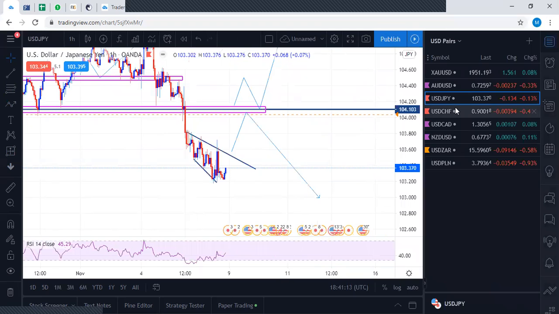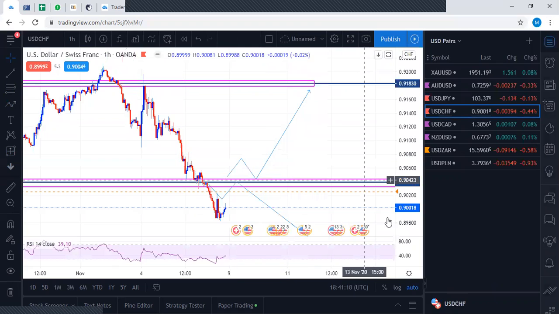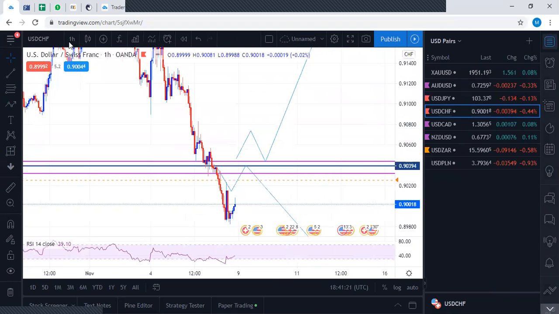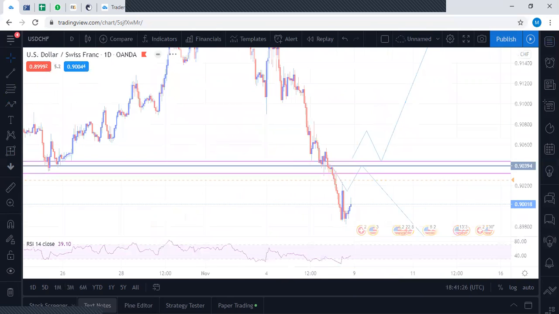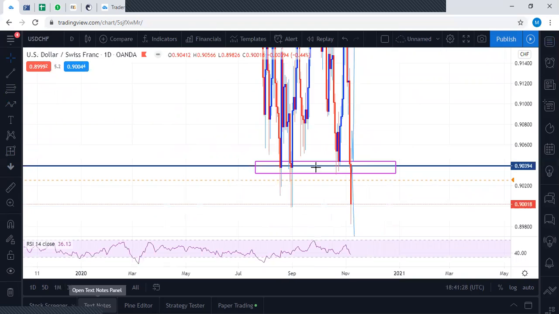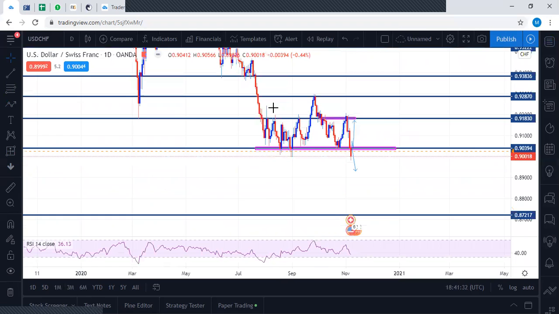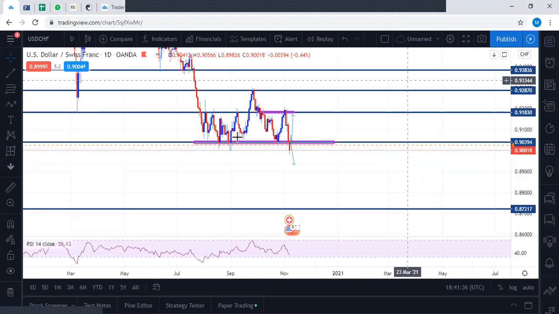So let's go to USD Asia. USD Asia, I'm looking at the same thing here. I'm looking for price to come back to this level. Let's go to the daily. I think I'm taking too much time on this analysis right now. As you can see here, price is consolidating. I marked up my levels. And here price is consolidating.